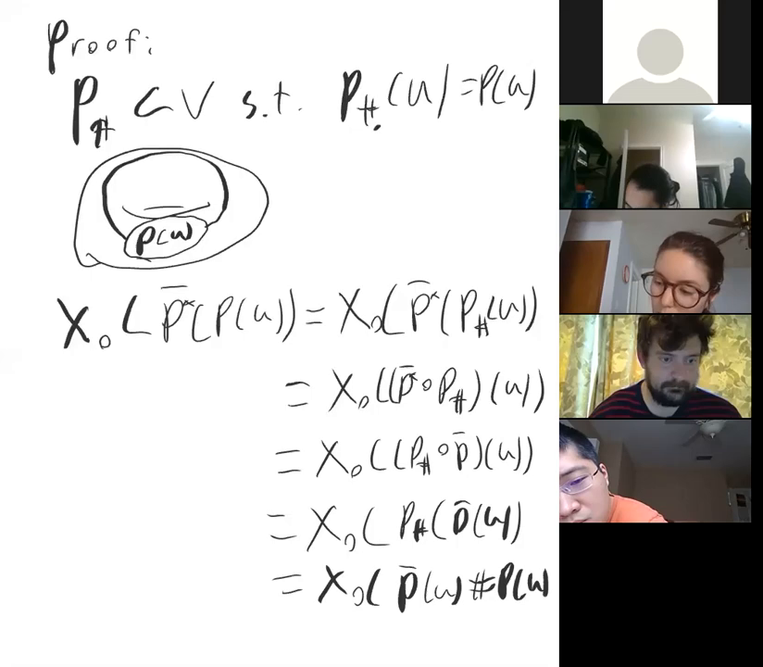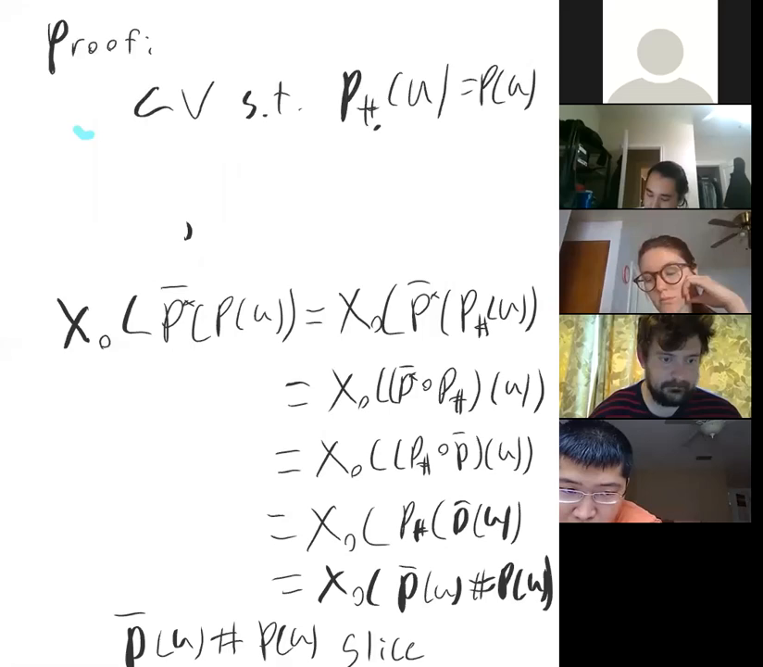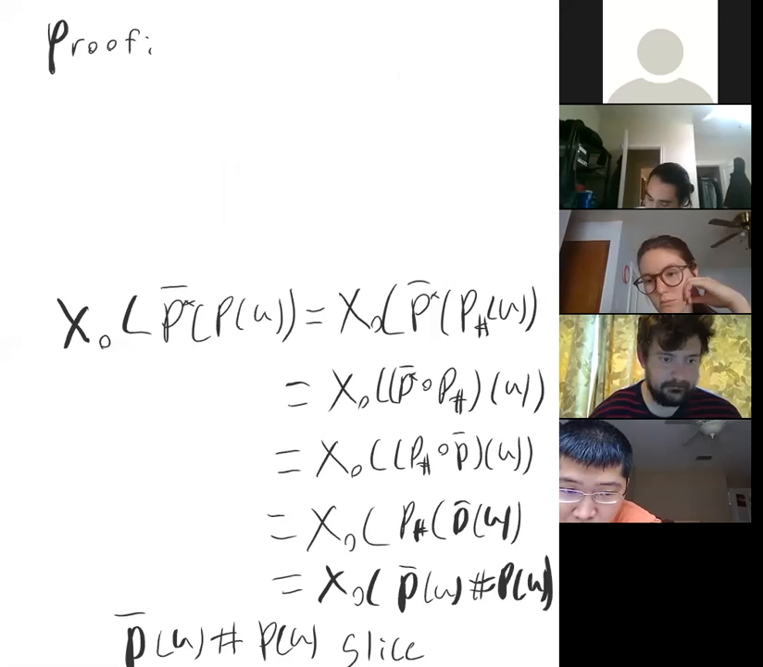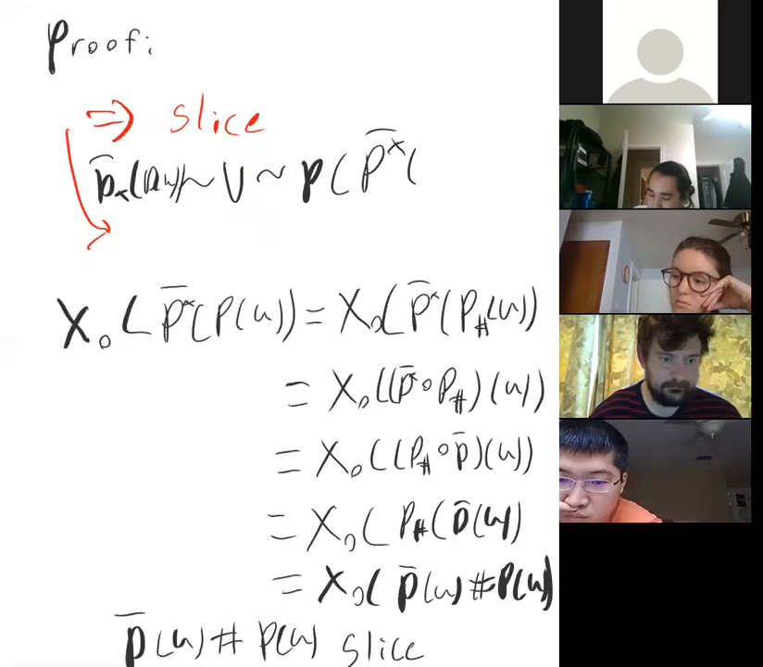But of course, take any knot and connect sum it with its reverse orientation. This is slice. But now this implies this guy here is slice. And then the other direction, because remember, we had two directions. The first one was P bar star of P of U, as well as P of P bar star of U. We just did this one here, and this one here is basically the exact same.